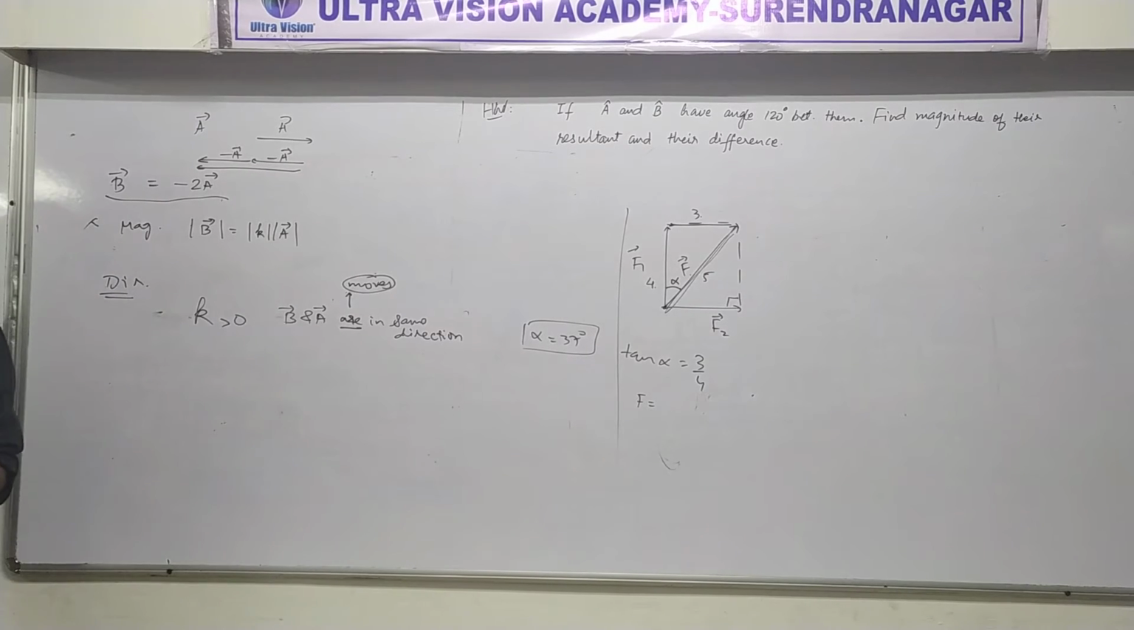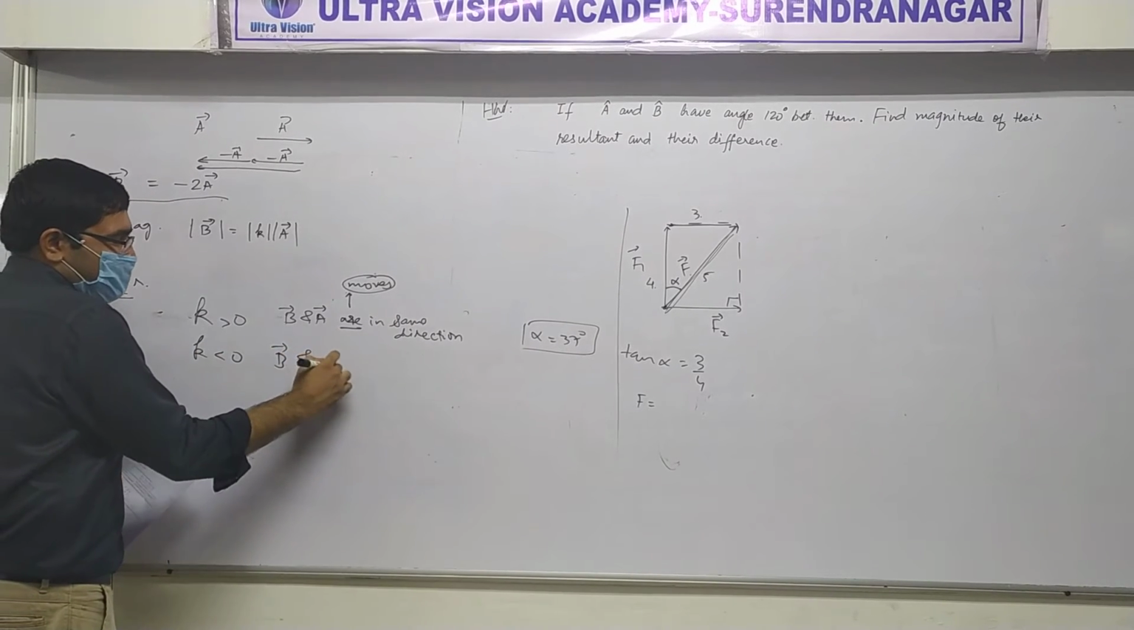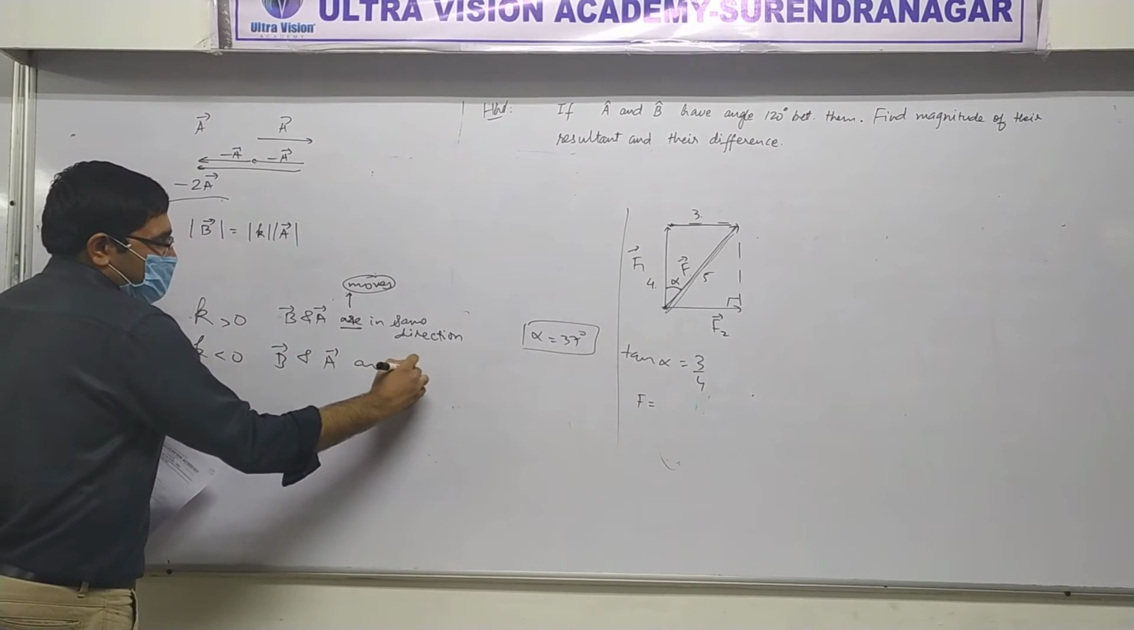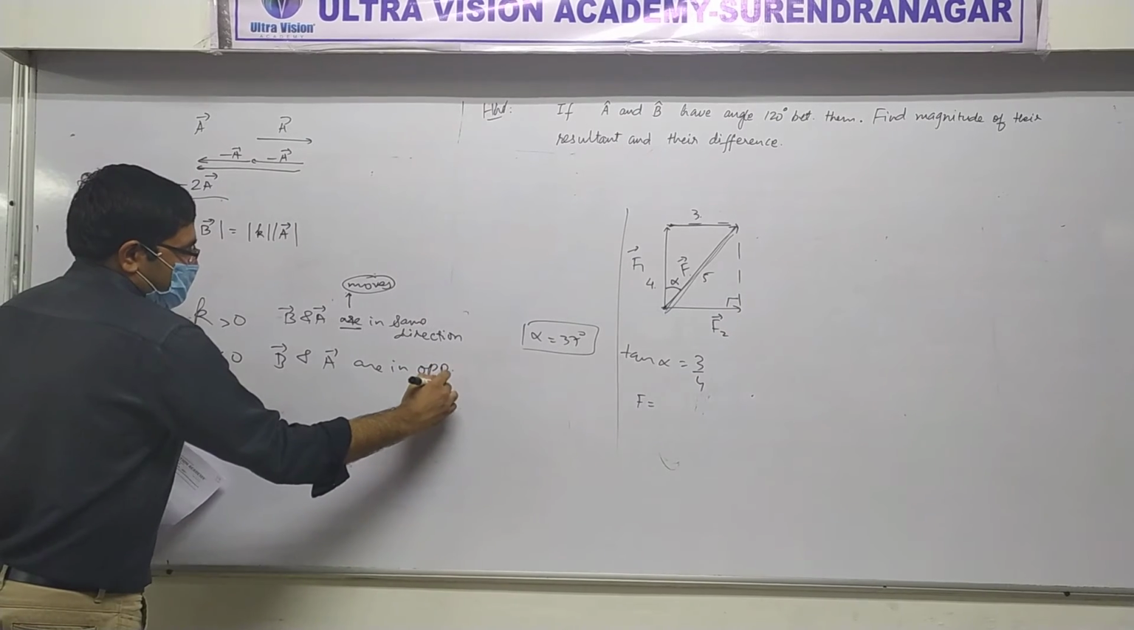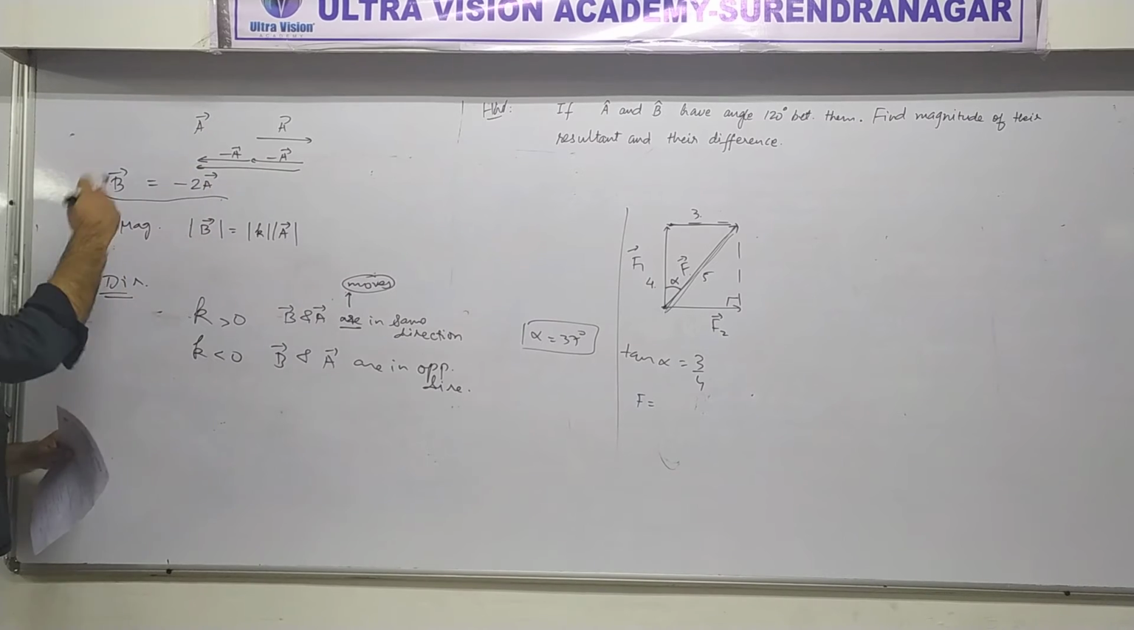Sit down, both of you. Opposite. How do you say it? If K is less than 0, then B vector and A vector are in opposite direction. Is that fine? If you use that logic here also, you can immediately do it.